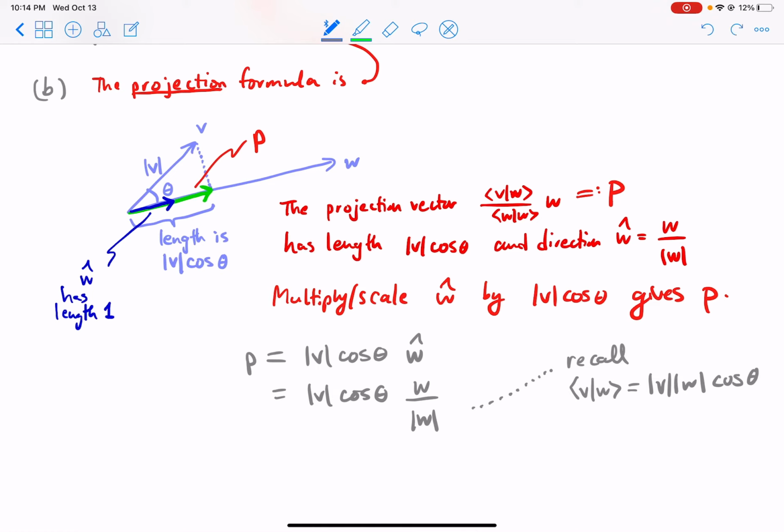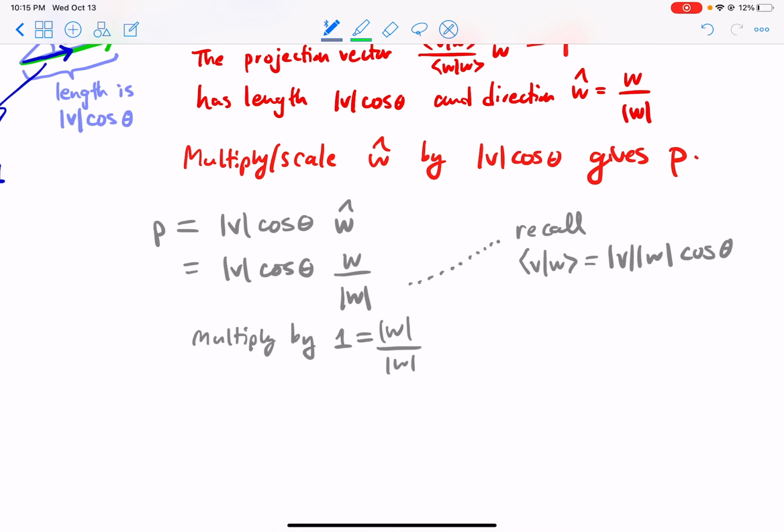I would like it to be right there. So what I do is I will multiply by 1. Multiplying by 1 doesn't change things. And the specific one I will multiply by is that one. So what do I get? I get |v| cos theta w over the length of w, and then the length of w over the length of w. So this is 1. So I didn't change anything. From here to here, I just multiplied by 1.